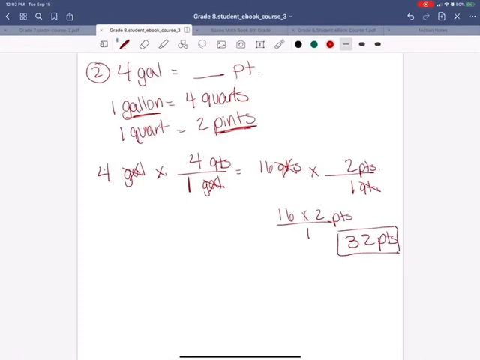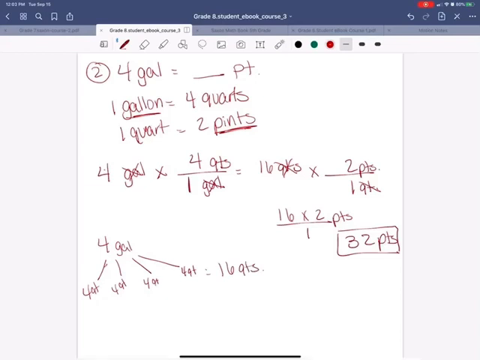Another way you can think about it is simply saying, okay, 4 gallons, and 1 gallon is 4 quarts. So we have 1, 2, 3, 4 of those gallons, and for every gallon it's 4 quarts. So that's 4 quarts, 4 quarts, 4 quarts, and 4 quarts. So that's 16 quarts.